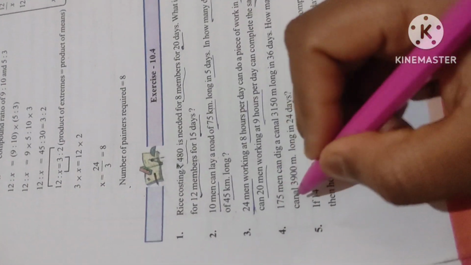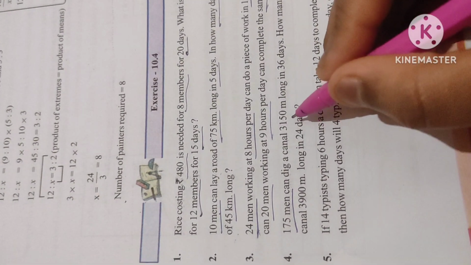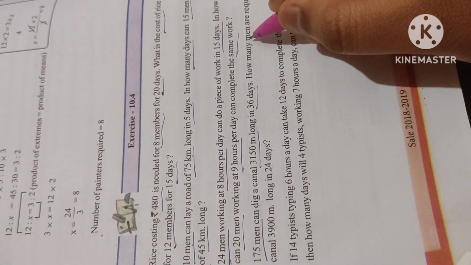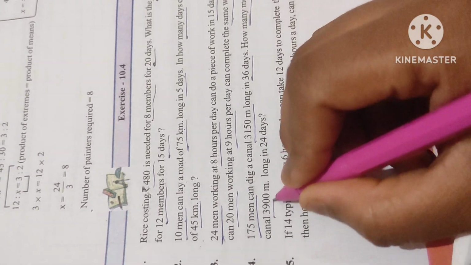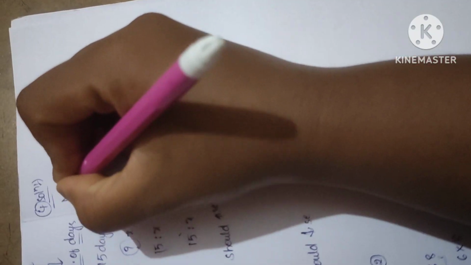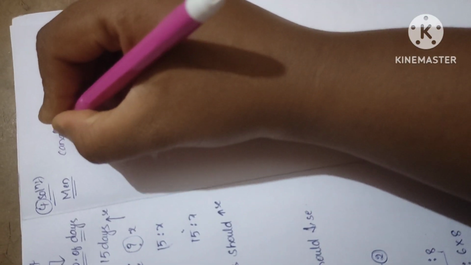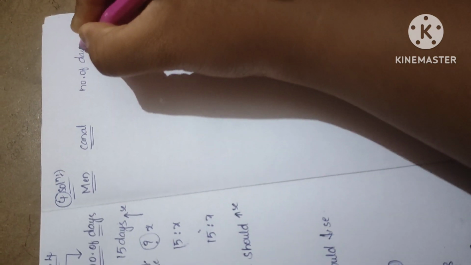Next, the fourth one. 175 men can dig a canal 3150 meters long in 36 days. How many men are required to dig a canal 3900 meters long in 24 days? See the fourth solution. Let's write what is given in the problem. What are the quantities given in the problem? Men, canal length and number of days.